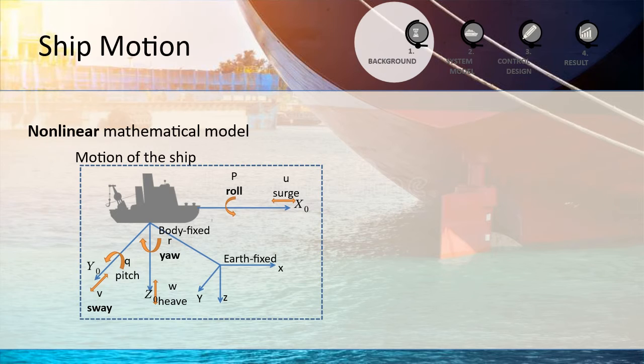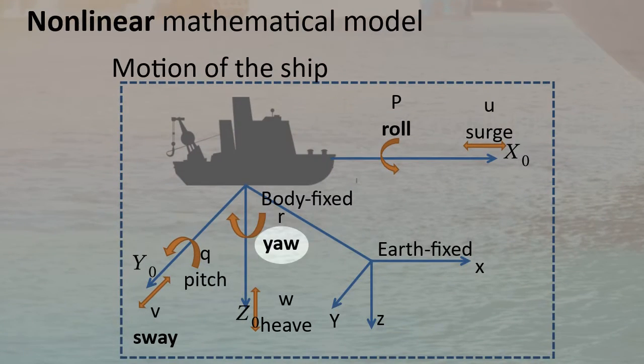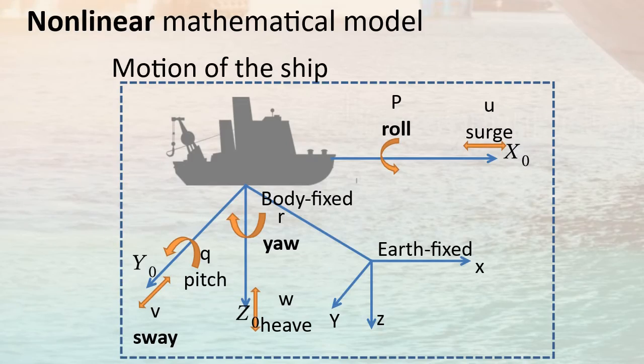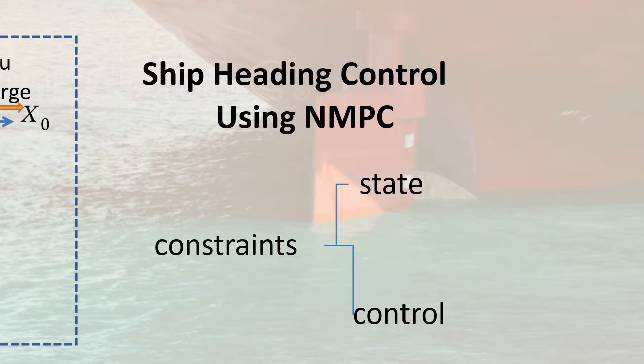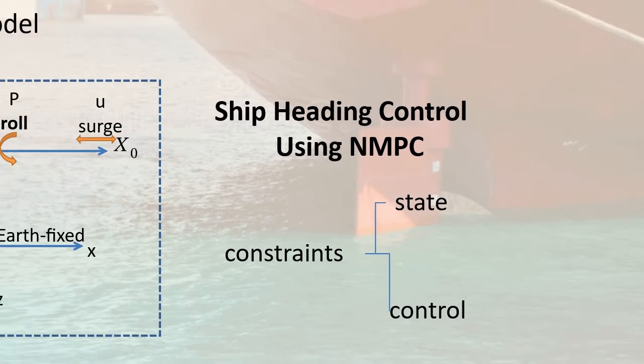In this paper, the mathematical model of the ship motion is nonlinear. The motion of the ship is considered to be 3 degrees of freedom, namely sway, yaw, and roll. This research assumes that the surge velocity is constant. Well, the ship heading control was designed using NMPC by considering some constraints. The constraints are both state and control.